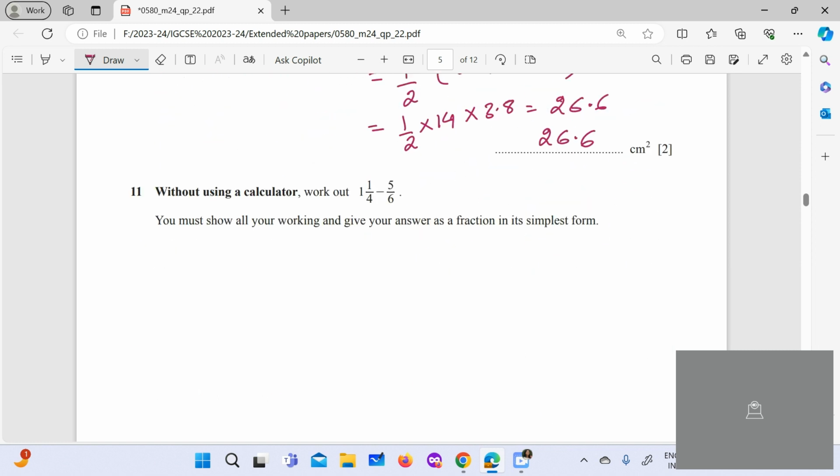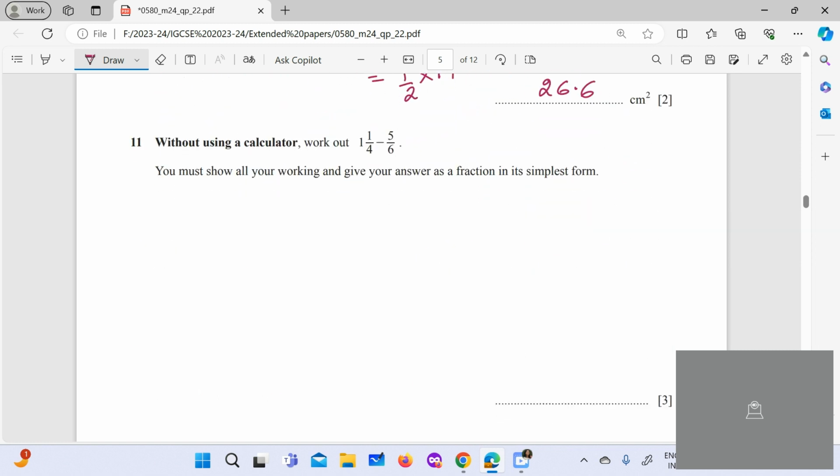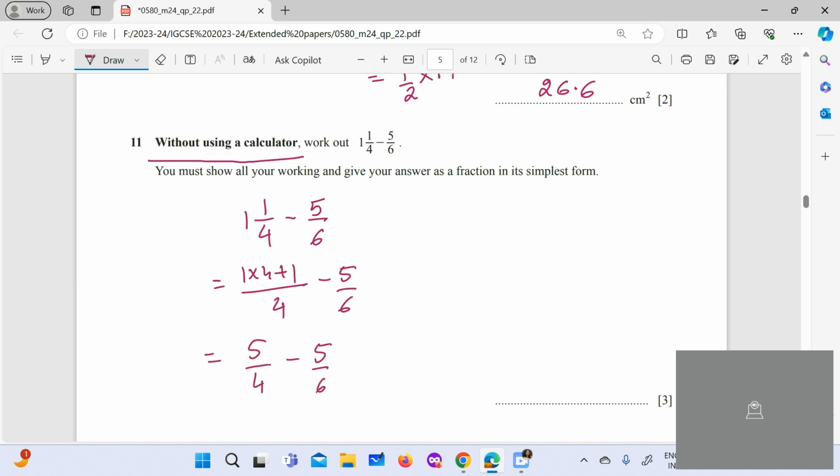Yeah. Now, without using a calculator, mind it says without using a calculator, it means you have to show all the workings. Okay, work out 1 and 1 over 4 minus 5 over 6. So 1 and 1 over 4 minus 5 over 6. So let's convert this into improper fraction. 1 times 4 plus 1 over 4 minus 5 over 6, that will give you 4 plus 1 is 5 over 4 minus 5 over 6.